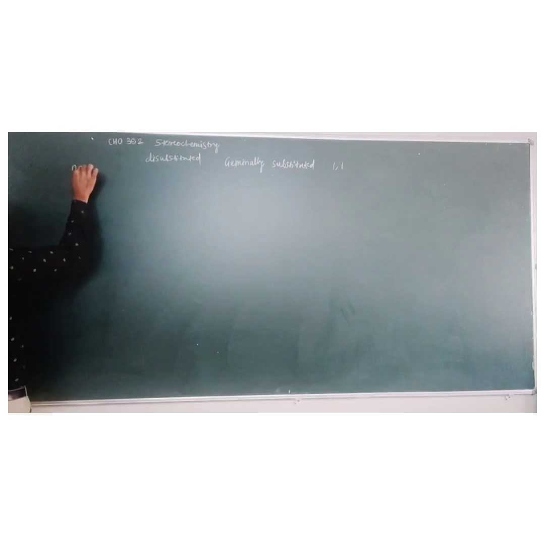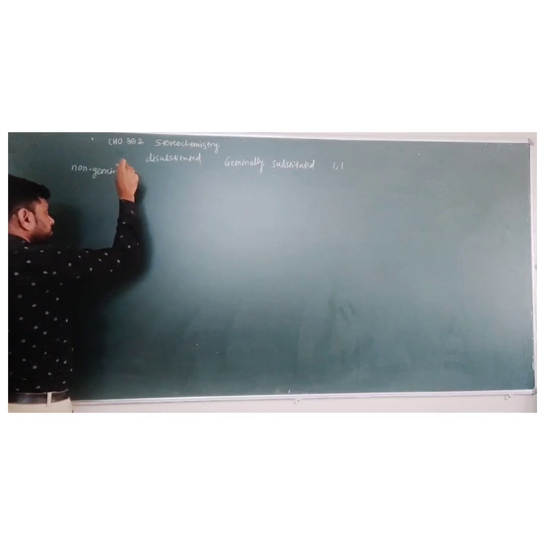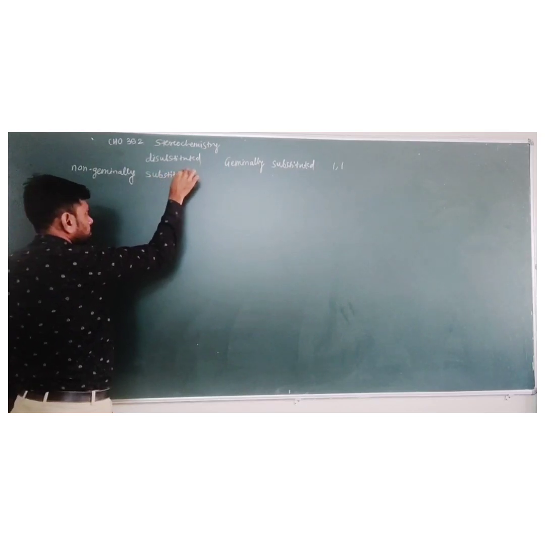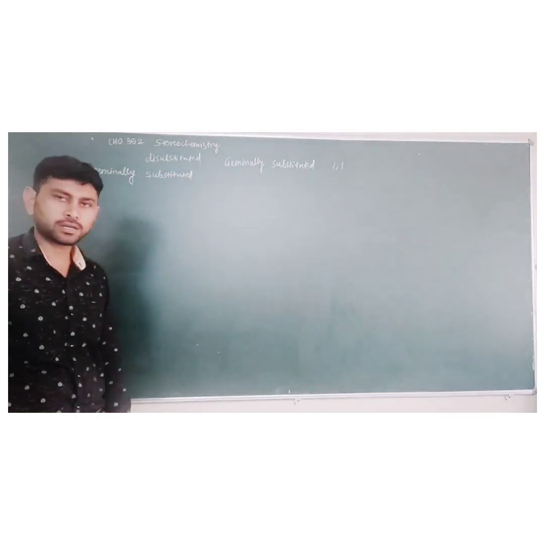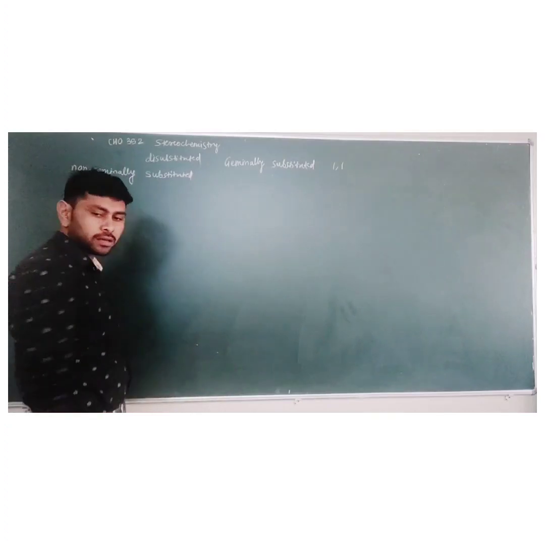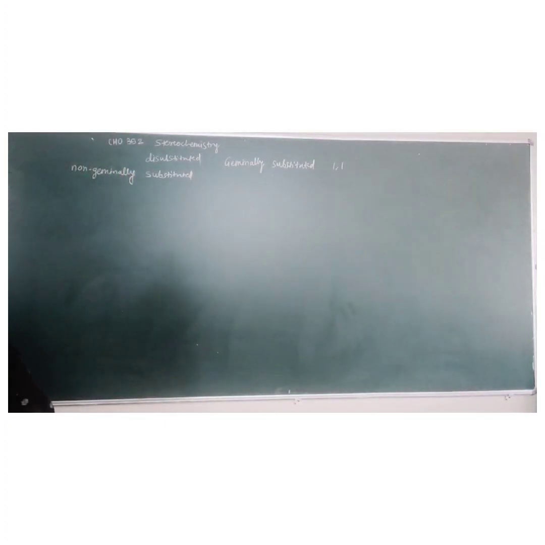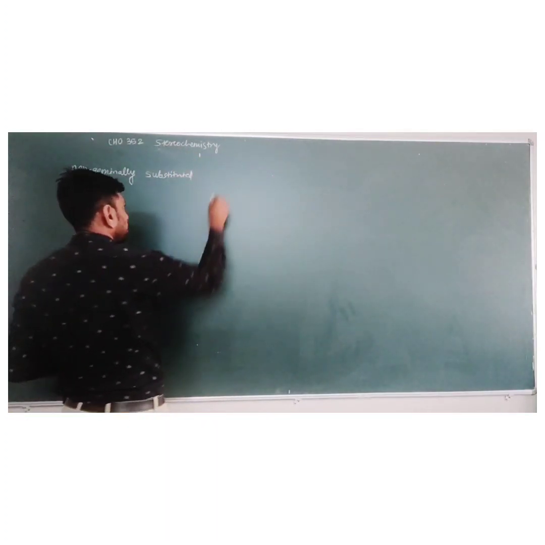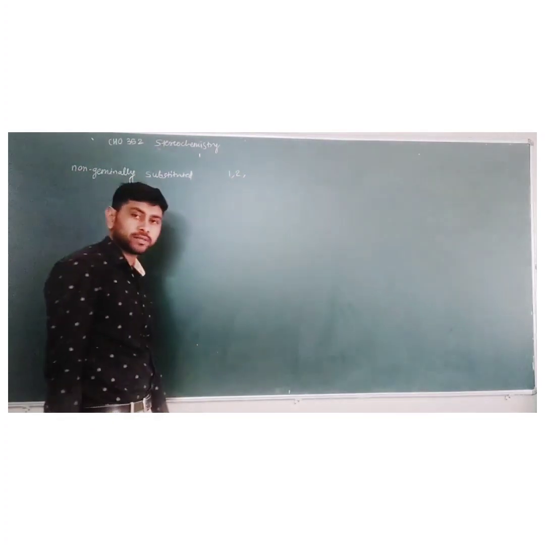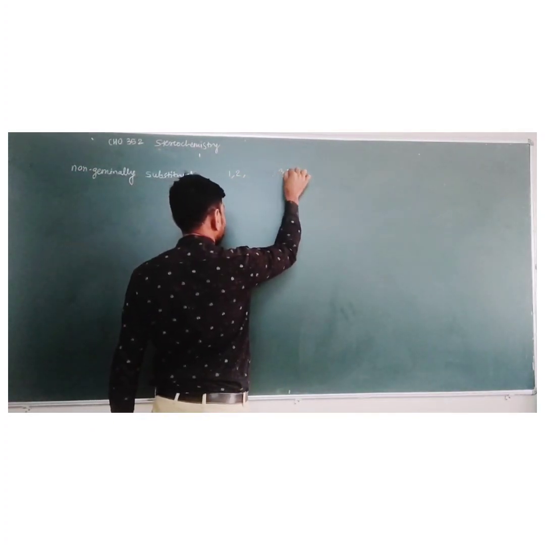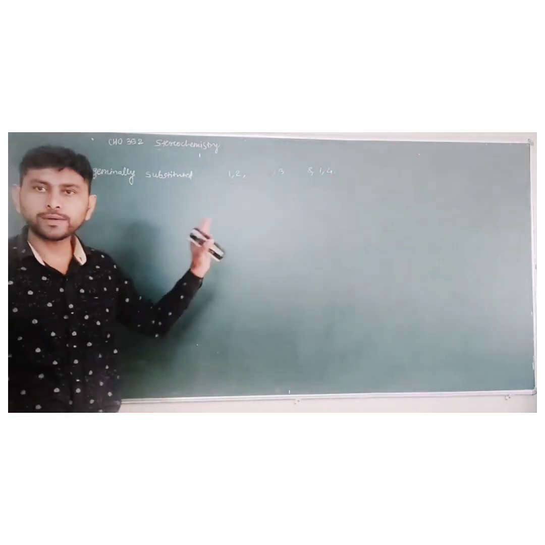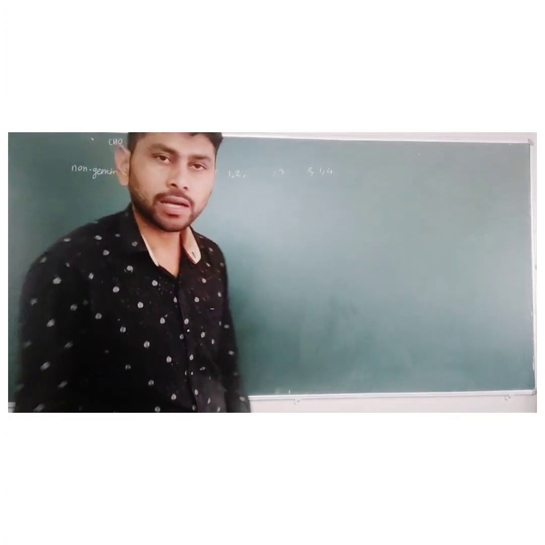Non-geminally disubstituted cyclohexanes generally contain 3 sets of isomers. They are 1,2 disubstituted cyclohexanes, 1,3 disubstituted cyclohexanes, and 1,4 disubstituted cyclohexanes.